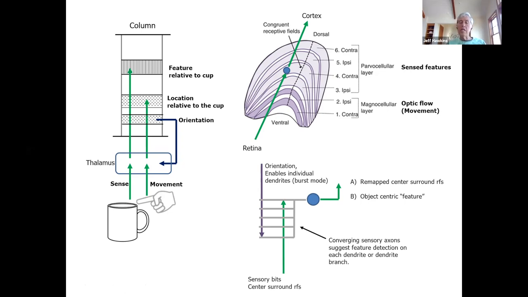The way it would make more sense is that the output of the cell is more of an object-centric feature. By the time the feedback from the cortex and the orientation has selected one of these dendritic branches, then the output of the cell will say, yes, okay, that's that feature at this orientation on the object. Or that is this movement vector at this orientation on the object. So B makes more sense to me. But A is what has been traditionally reported in the literature. I've been trying to make this work, and I can't figure out how to make it work with all the circuitry. But A is there just because that's what has been reported.